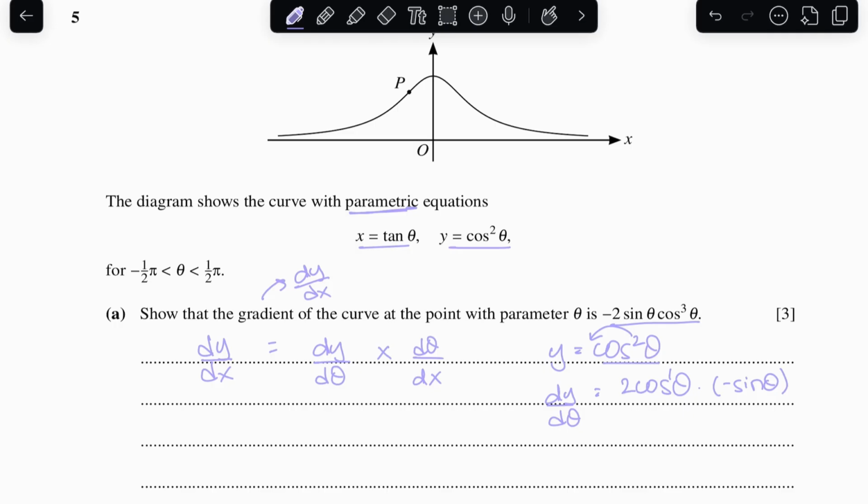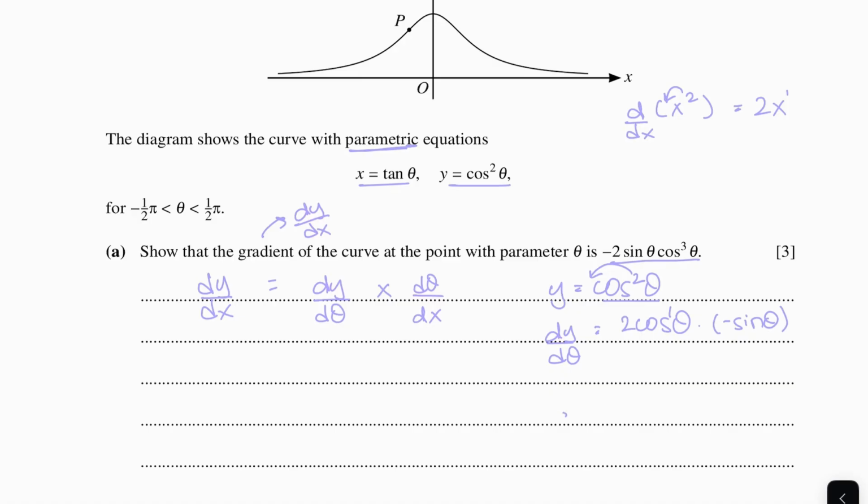The concept here is that if we are differentiating something like this, the power comes down as the coefficient and is decreased by 1. When we're differentiating trig, we do the same thing, which is why we got 2 cos theta, and then we multiply it with the differentiation of the trig. So we have gotten dy by d theta as minus 2 cos theta sine theta.